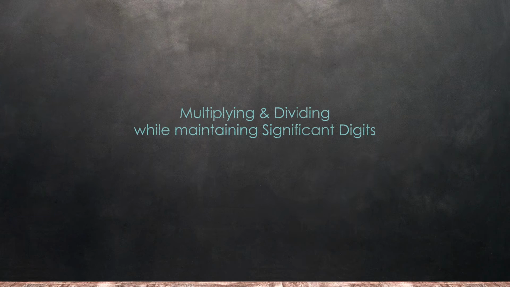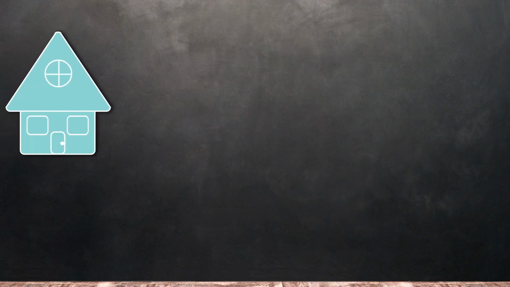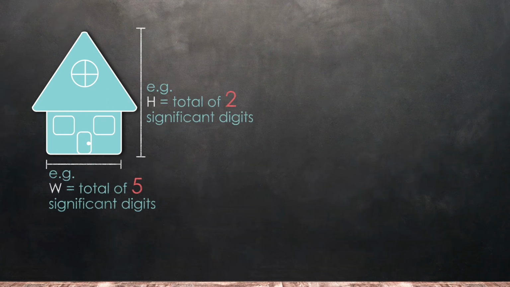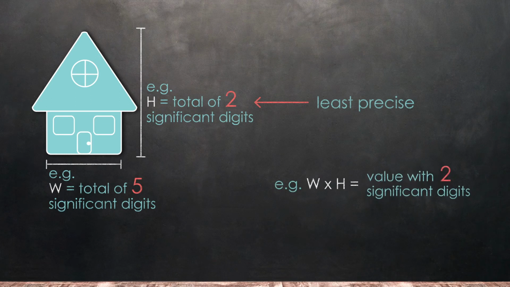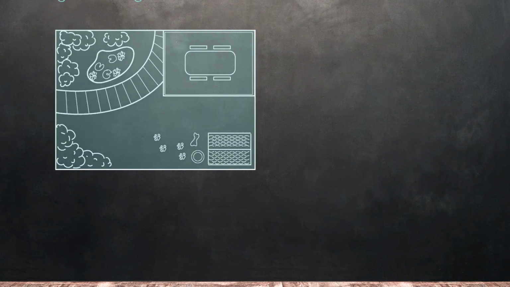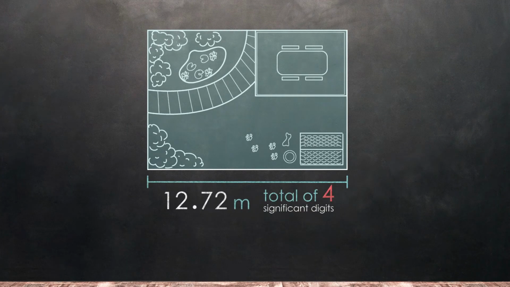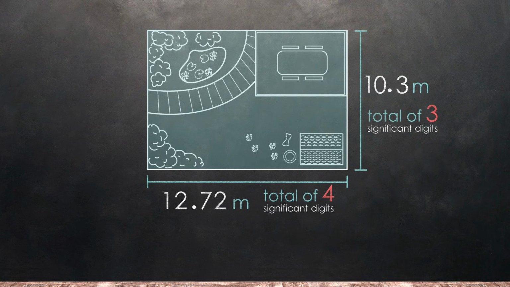Multiplying and dividing while maintaining significant digits. When multiplying and dividing measurements, our result must be as precise as our least precise measurement. This means that our result must have the same number of significant digits as the measurement with the least number of significant digits. For example, suppose we needed to calculate the area of a rectangular yard. The length is 12.72 meters, with 4 significant digits. The width is 10.3 meters, with 3 significant digits.